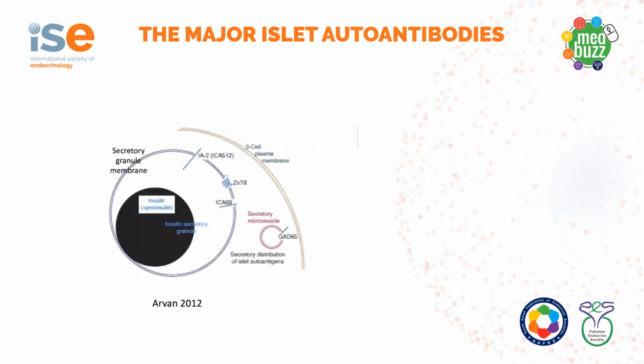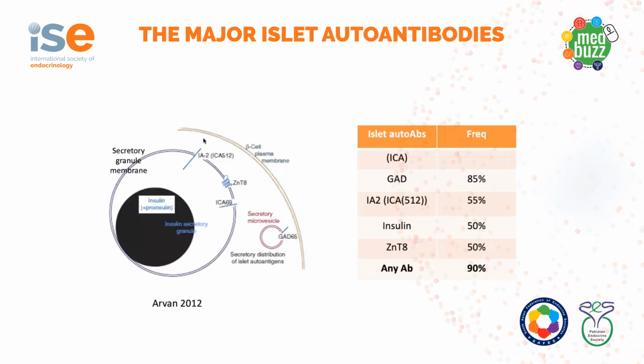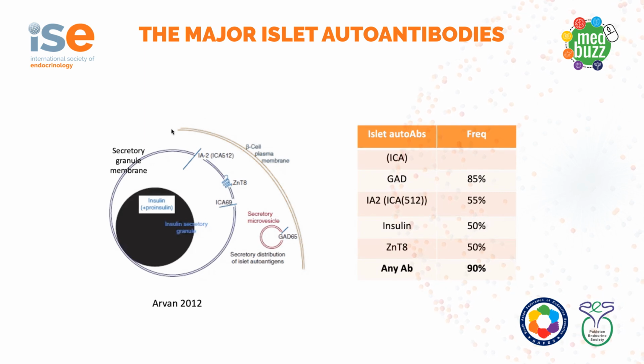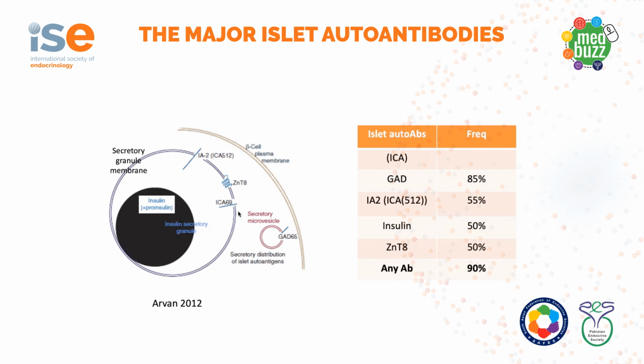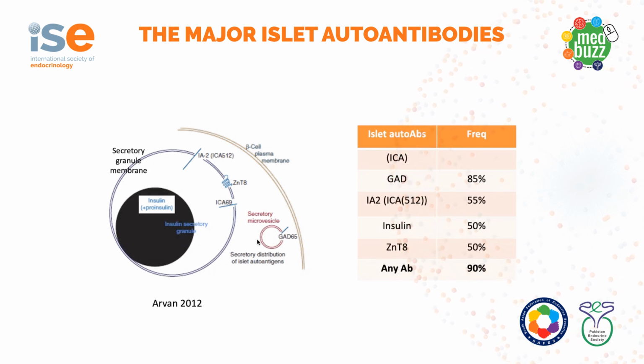Here are the diabetes autoantibodies, and here is a picture of a beta cell. And the autoantibodies target specific proteins within the beta cell. So here's the cell, the plasma membrane of the beta cell. Within that is the insulin secretory granule here, which is held within a secretory granule membrane. And within the beta cell also are microvesicles.